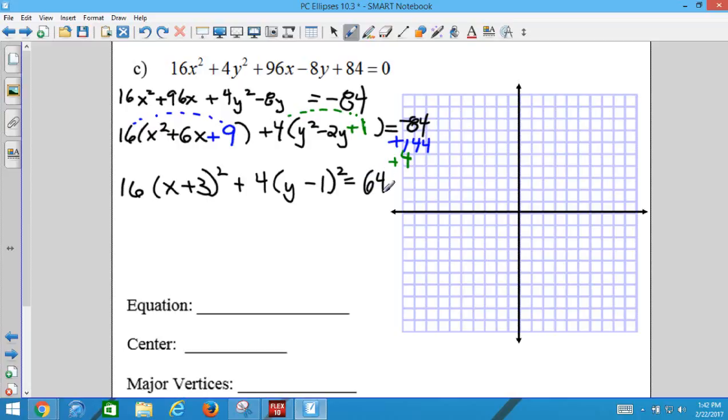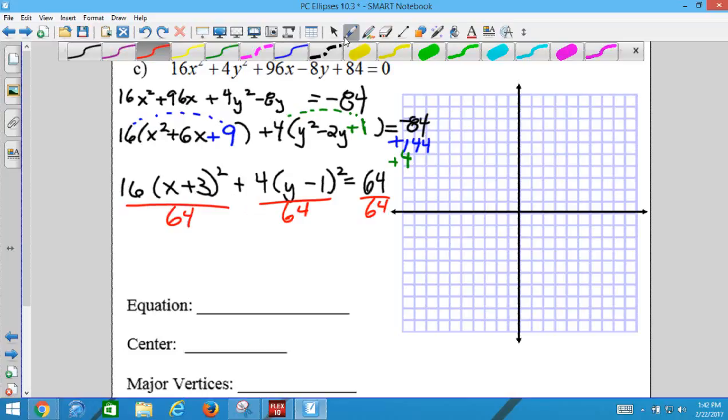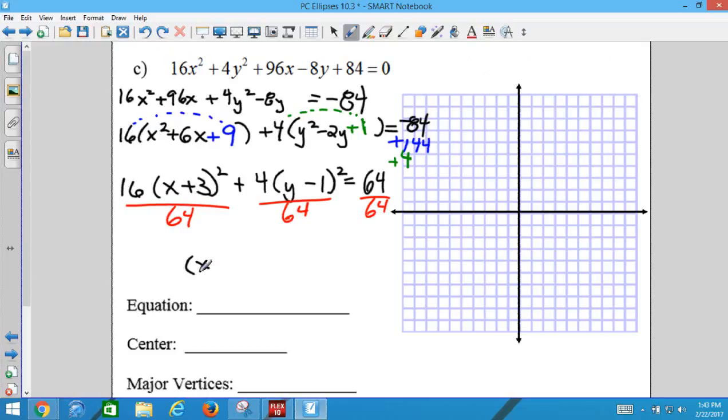Okay, so is this the standard graphing form? Has to equal 1, so what am I going to divide everything by? 64. So when I divide this side by 64, I will get 1, but what happens when I divide over here? It becomes a 4 on the bottom, right? So we'll have x plus 3 squared over 4 plus y minus 1 squared over 16 equals 1.